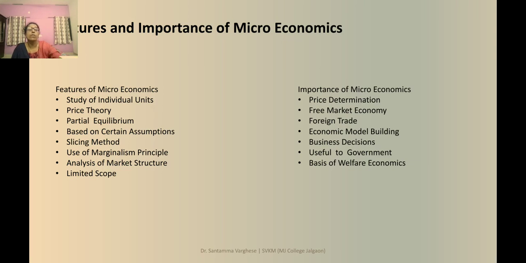So we have gone through the features and importance of microeconomics. There are 8 features of microeconomics and 7 importances. The 7 importances are price determination, free market economy, foreign trade, economic model building, business decision, usefulness to the government, and basis of welfare. We have studied all these things.